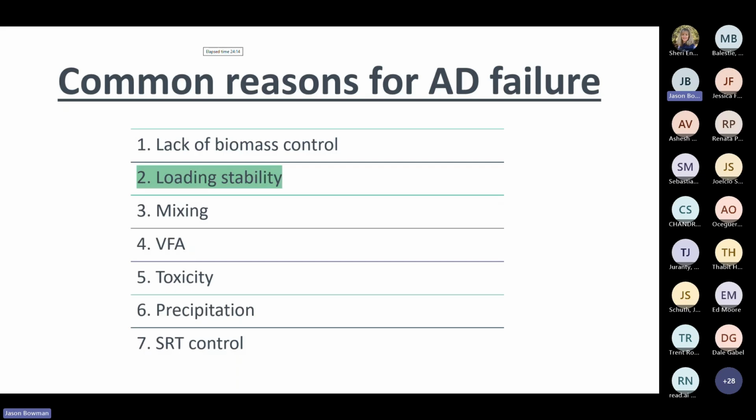Item number 2, loading stability. So traditional systems have been designed around either a reduction in sludge or the ability to generate massive amounts of biogas. So in either case, it's possible for operators to try to overload the system, assuming that they can either reduce more sludge or produce more biogas.